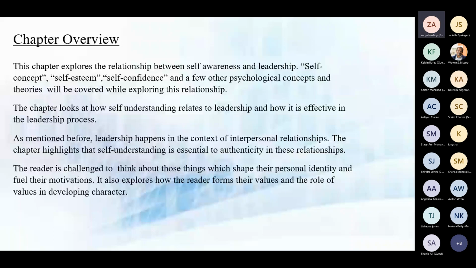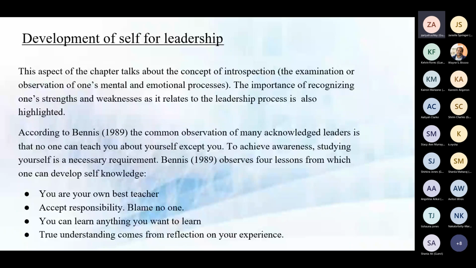Okay, so the first part of the chapter is development of self for leadership. This aspect of the chapter talks about the concept of introspection, which is the examination or observation of one's mental and emotional processes. The importance of recognizing one's strengths and weaknesses as it relates to the leadership process is also highlighted. So in this part of the chapter, what we are basically challenged to do is to look inwards and think about ourselves and what some of our strengths and weaknesses are.